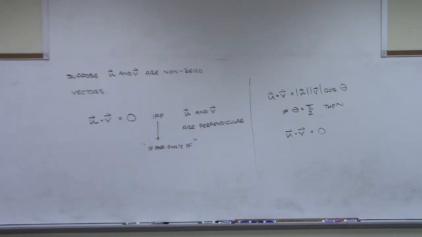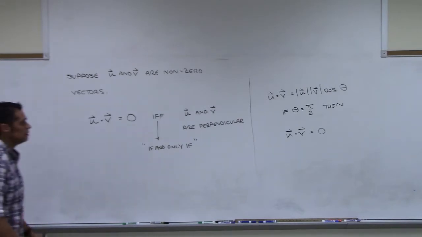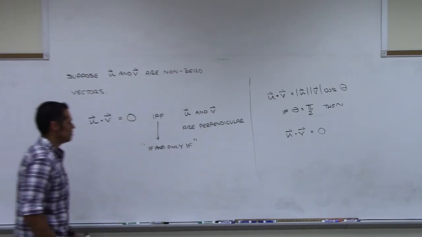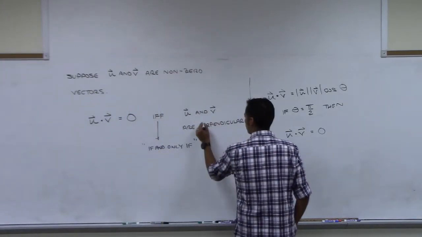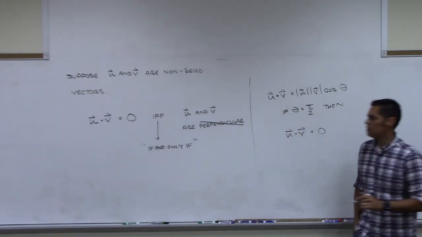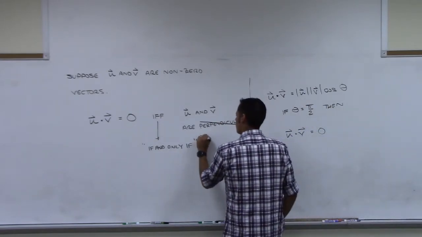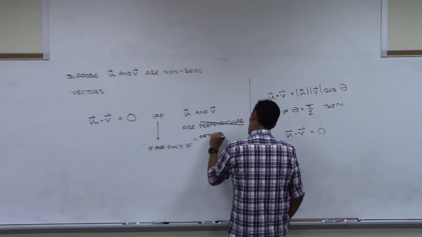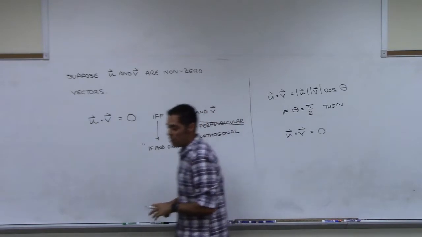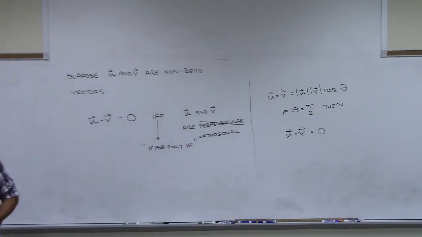It's a check for perpendicularity, but that doesn't seem like the right word. There's a more mathematical word that we use for perpendicular. Have you all ever heard it? Orthogonal. So we actually call this a check for orthogonality. How do we check whether or not two vectors are orthogonal?